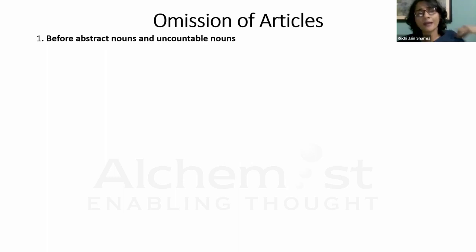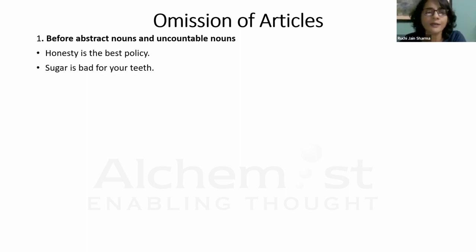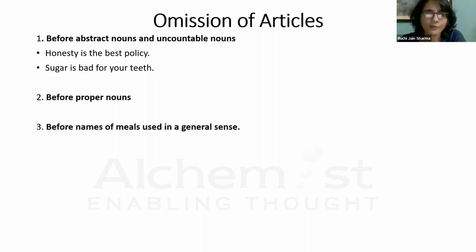So before abstract nouns and uncountable nouns, right? So uncountable nouns like sugar and all, उसके सामने भी हम लोग कभी भी use नहीं करेंगे, right? Sugar is bad for your teeth. I will not say the sugar is bad for your teeth. But कोई specific चीज के बारे में ना, can you pass me the sugar जो वहां पर रखी हुई है, right? तो फिर बात अलग है, but otherwise आप कभी नहीं use करेंगे. Before proper nouns, that I've already told you.